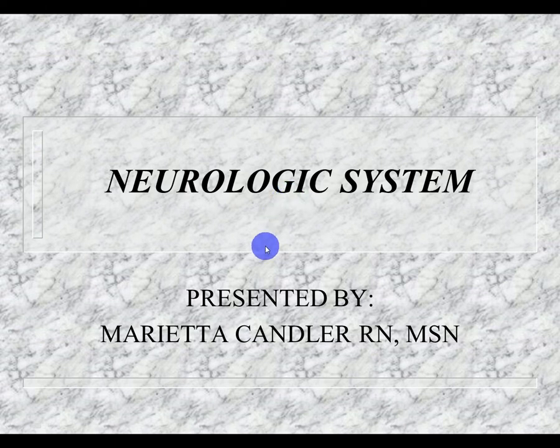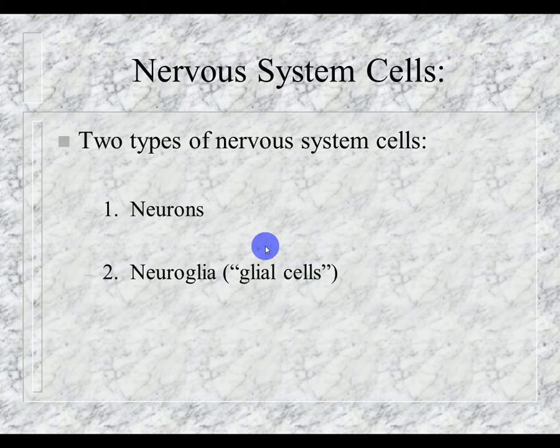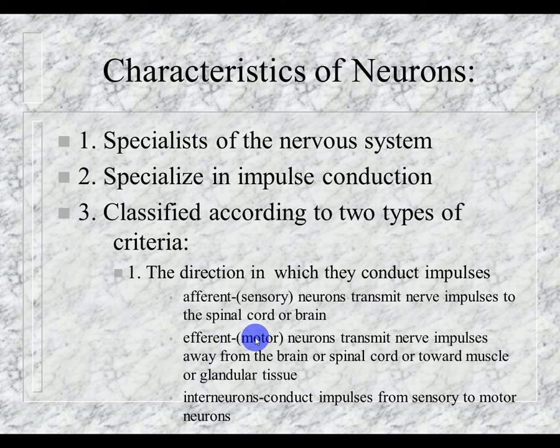Okay, let's talk about the neurological system in general. And a lot of stuff that we talked about in health assessment the first semester is going to come back to haunt you. The nervous system cells. There are two types of nervous system cells. There are the neurons and the neuroglia. And you really have to understand these to understand what's going on.